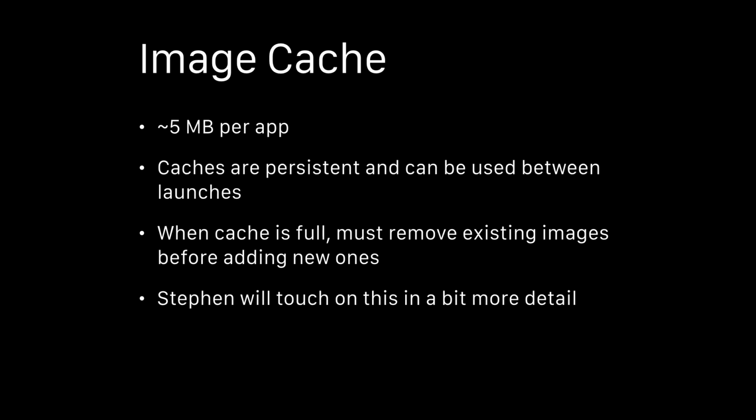As far as image caching on the watch, Stephen can probably talk a little bit better about this, but some basic stuff here is approximately 5 megabytes per app. Caches are persistent, can be used between launches, and when the cache is full, you have to remove existing images before adding new ones. But Steve will talk about this and clarify things a bit more when he gets up in a minute.